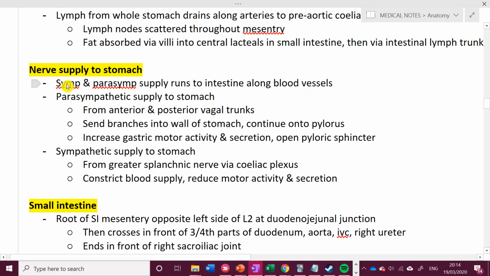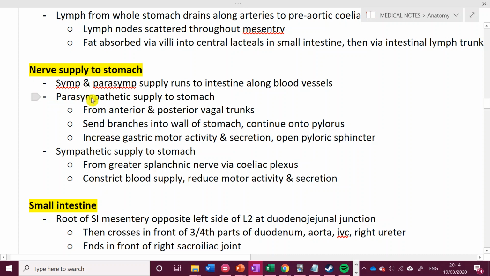So, nerve supply to the stomach. You have sympathetic and parasympathetic supply, which runs to the intestines and the stomach along blood vessels, so it accompanies them. The parasympathetic supply to the stomach is from the anterior and posterior vagal trunks, whereas the sympathetic supply is from the greater splanchnic nerve by the celiac plexus.